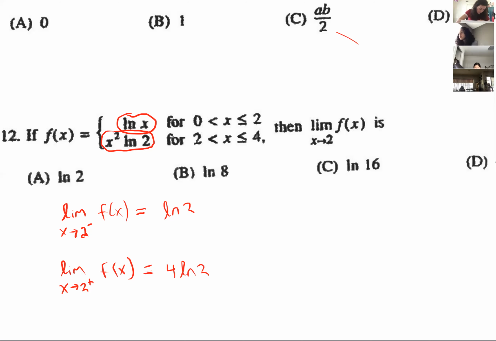So the all-important question: are these two things equal? No. If the left and right hand limits are not the same, your limit does not exist. That's part of our definition when we first learned limits back in chapter 2. In order for the limit to exist at a point, the left and right hand limits have to be the same. So ln of 2, in this case, does not equal 4 ln of 2. So just like on Mean Girls, the limit does not exist.